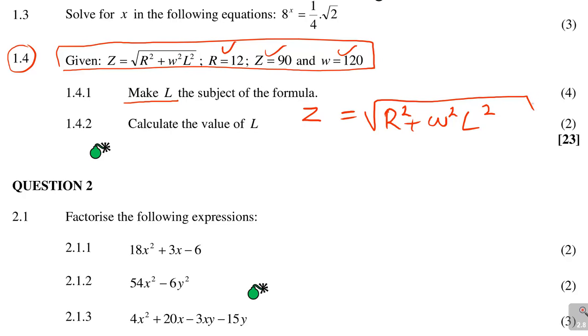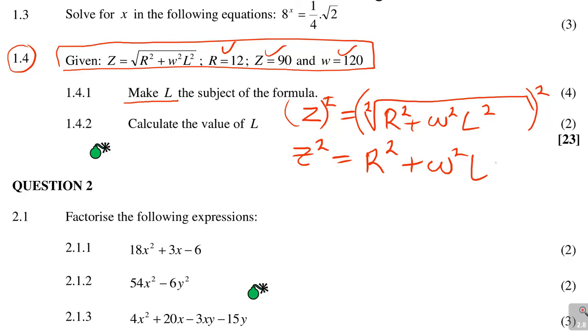First things first, I need to get rid of that square root. Put a bracket, and to get rid of the square root, you need to square. But what you do on the left, you also do on the right. So now it will be Z squared is equal to R squared plus W squared L squared. The next thing, there is a plus sign here, which means the R squared can join the Z squared. So Z squared minus R squared is equal to W squared L squared.